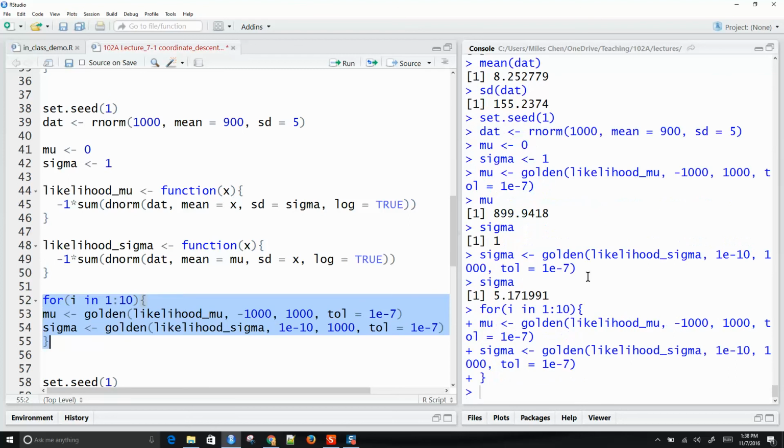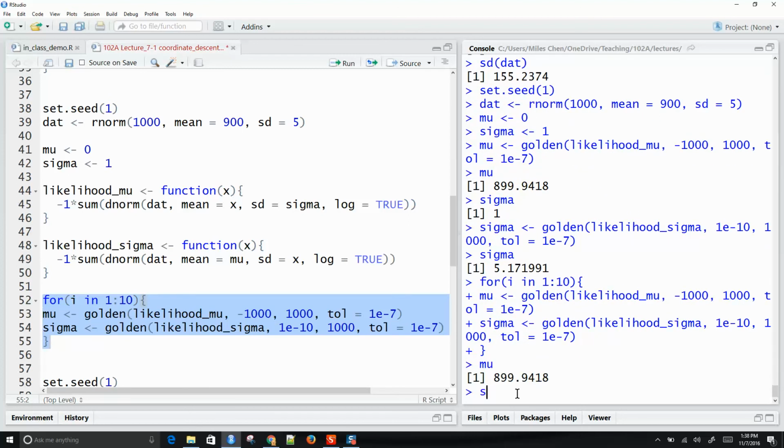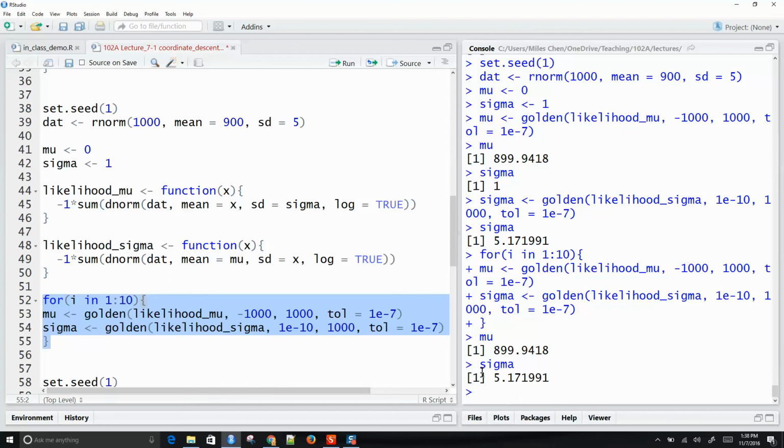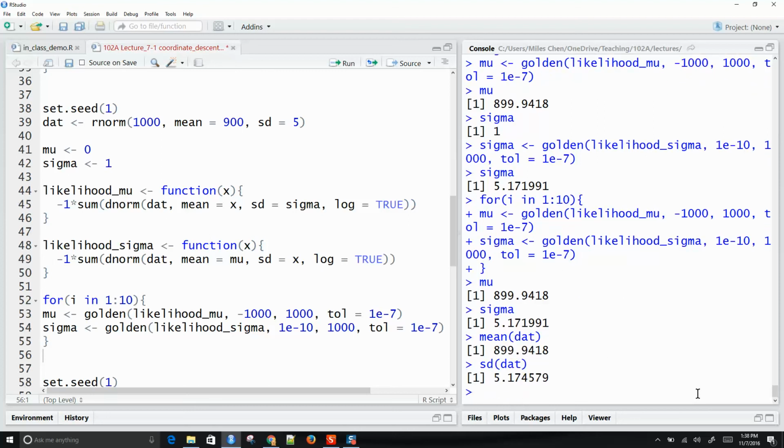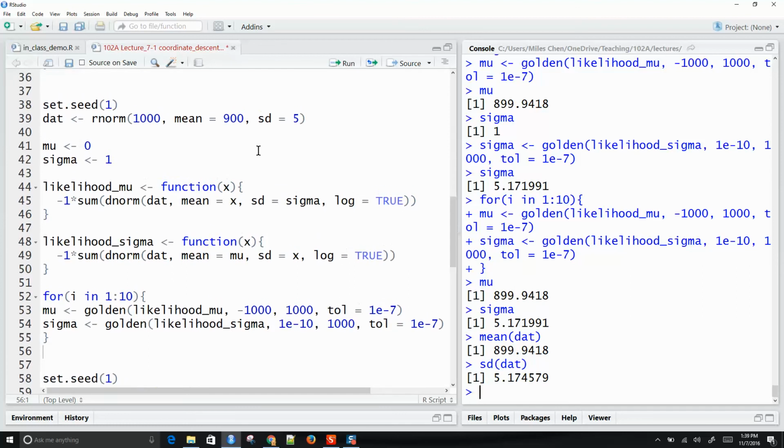It doesn't, but it's given us pretty good estimates of what probably the mean of our data is. The mean of our data is right there, and the standard deviation of our data is also very close. Okay. And so even though the normal distribution generates this, because of random variation we're getting something a little bit different. Okay, is this okay as far as how the coordinate descent algorithm works?